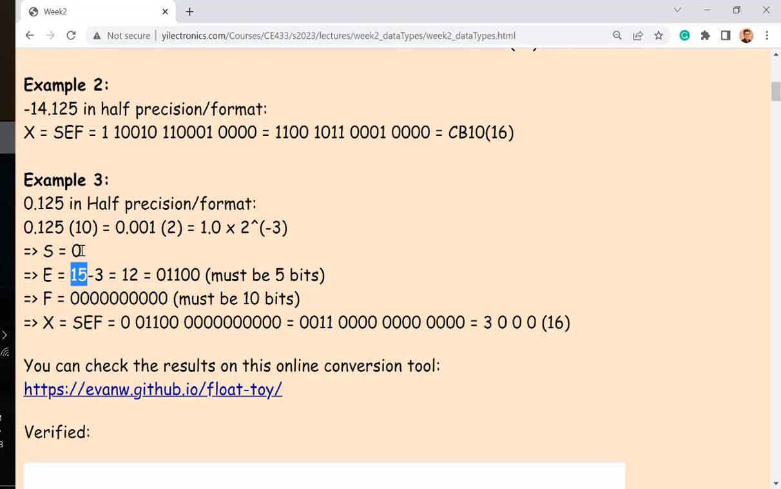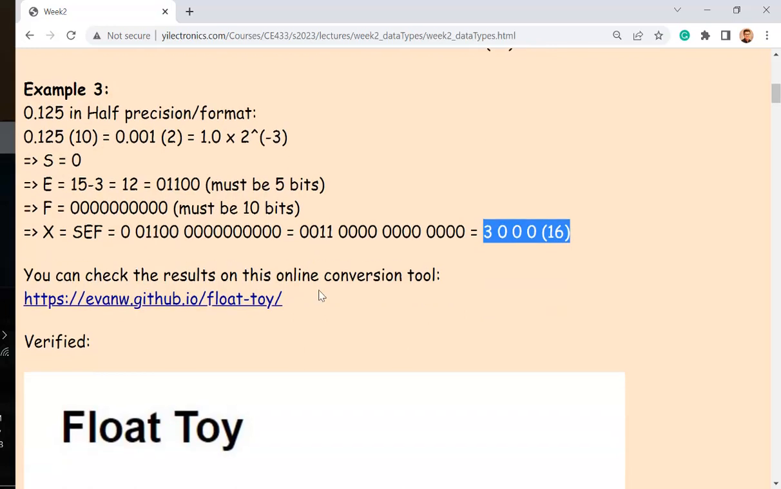Now you got S to be 0 because it's a positive number, right? And then E becomes 15 minus 3, and you convert into binary. It has to be 5 bits. Keep in mind, E has to be 5 bits. Okay, and F, you got nothing in F, just 10 zeros. And then combine them, and then regroup them. And here's the floating point representation of that number.